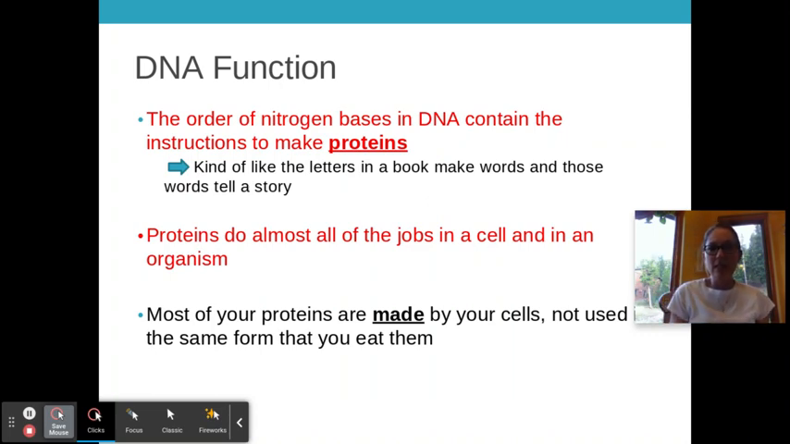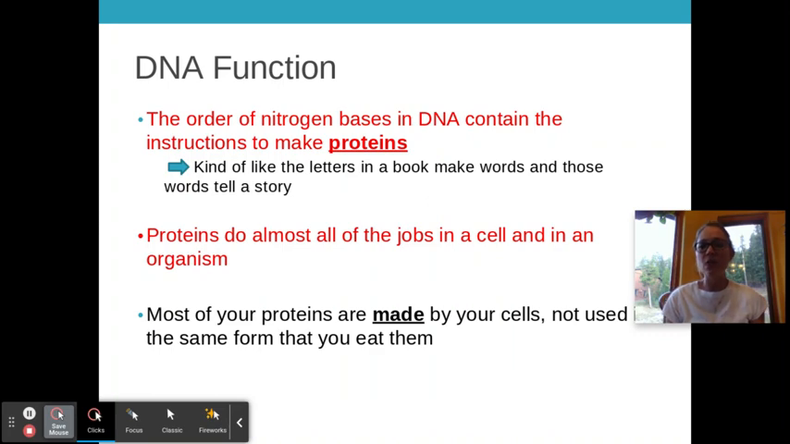So like we said, the order of the bases is referred to as the genetic code. It's what makes us who we are. What it's actually doing is those order of the nitrogen bases are the instructions to make proteins. So you can think about it like the A's, T's, G's, and C's are like the letters in a book that make words. So the words are like the proteins that our cells are going to make. And then all of those proteins work together to build the organism and to give the organism its characteristics. And so the organism is like the story.